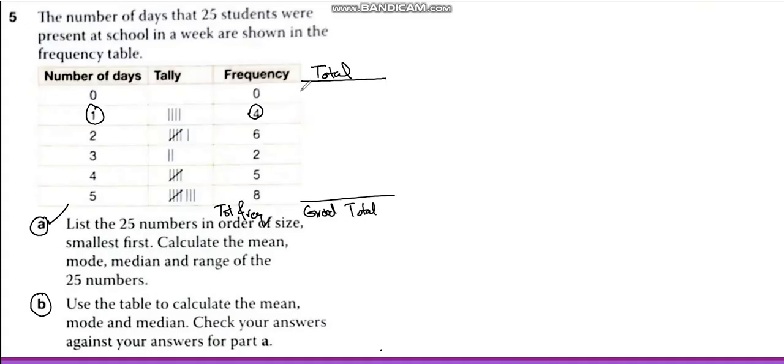So if you times 0 with 0, we get 0. 4 times 1 is 4. 6 times 2 is 12. 2 times 3 is 6. 5 times 4 is 20. And 8 times 5 is 40. So in total, if we add, we get 82 over there, and frequency is 25.